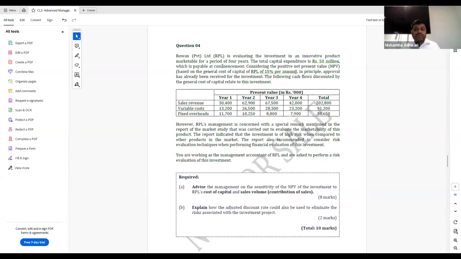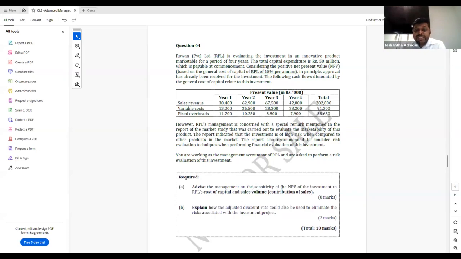Risk management part is also there in risk and uncertainty. I think you have learned that TARA framework: transfer, accept, reduce, avoid. Those are the four strategies we have discussed in detail in the previous sessions as well. Right. Okay. Required.